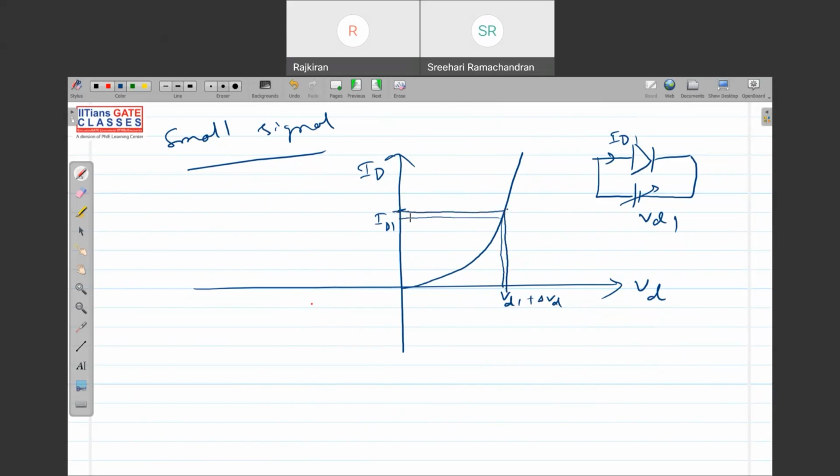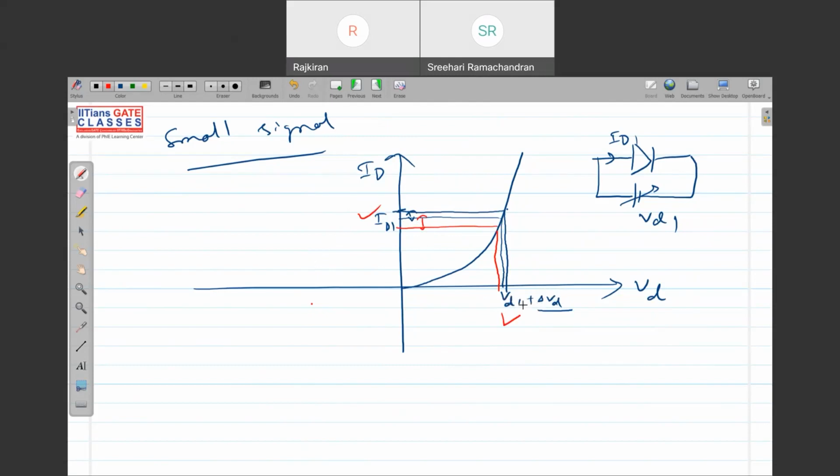So what is this change in ID? If my VD is increased by a small amount, del VD, how much is my change in ID? If my VD increases or decreases, I know that for a voltage VD1, the current is ID1. Fine. But I'm asking, what is the current when my VD changes by a small amount del VD?